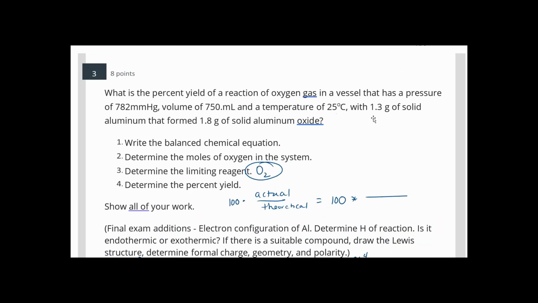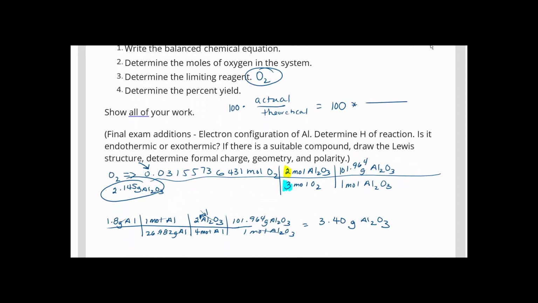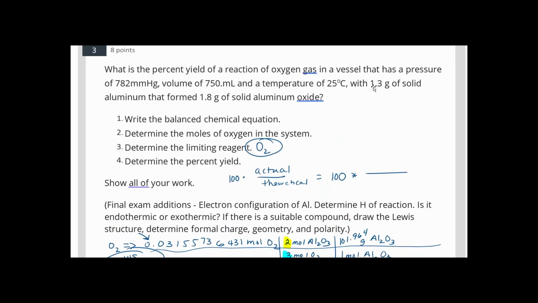Oh, I used 1.8. It should have been 1.3. Okay, I revised my calculation, and oxygen is still limiting, but it would form 2.45 grams of product with the correct mass of reactant, the 1.3 grams of aluminum.